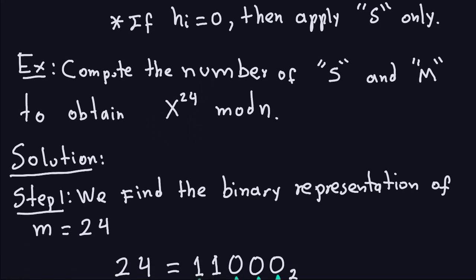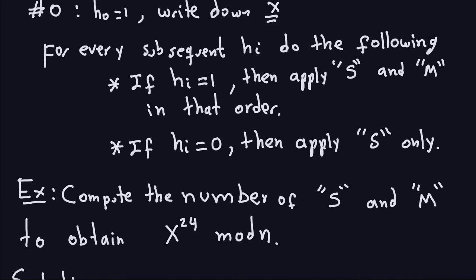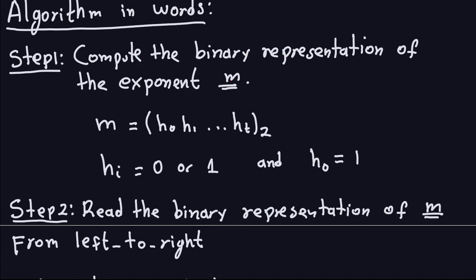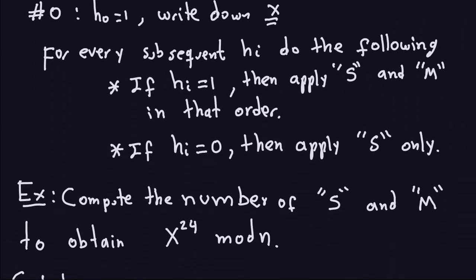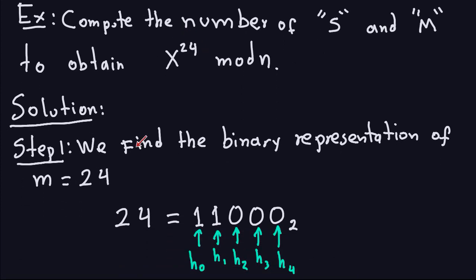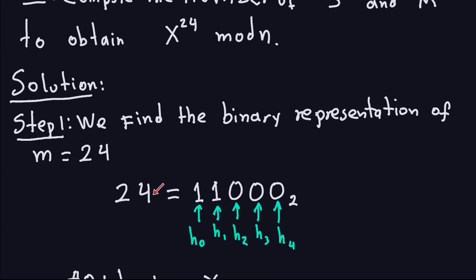As I said in the algorithm, what is the first thing? Remember, the first thing is you need to compute the binary representation of the exponent. So let's go here to the exponent. The exponent is 24. So we're going to find the binary representation of the number 24, and you can check easily that it is this sequence of zeros and ones, 1 1 0 0 0. So the first one will be my H0. This will be H1, H2, H3, and H4.